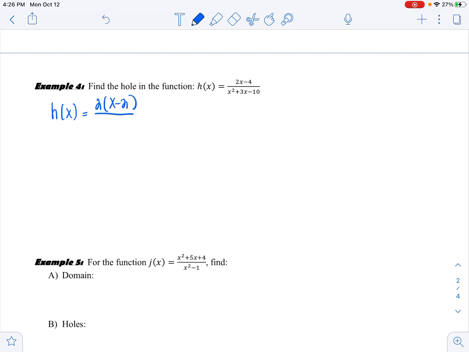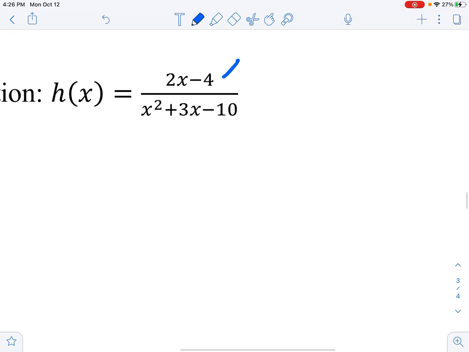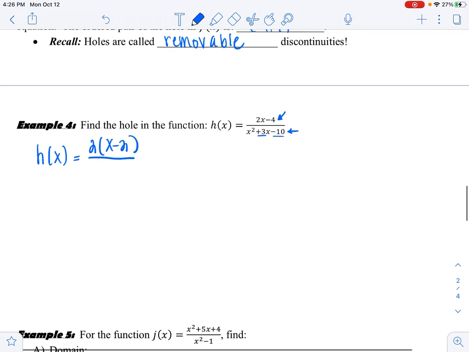Also, I want to point out, because I kind of just factored that so quickly, that a lot of times people look at this and they'll say that's not factorable. Don't forget to look for GCFs. Now I'm going to factor this. I need two numbers that multiply to give me negative 10 and add to give me 3.